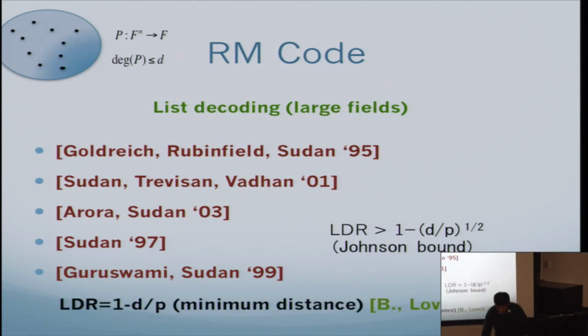In this result we actually show that we can go all the way to 1 minus d over p, again for fixed degrees. So we show that even for large fields you can list decode up till 1 minus d over p, which is the maximum you can do, and it is algorithmic as well. I am going to give a proof outline for this shortly.